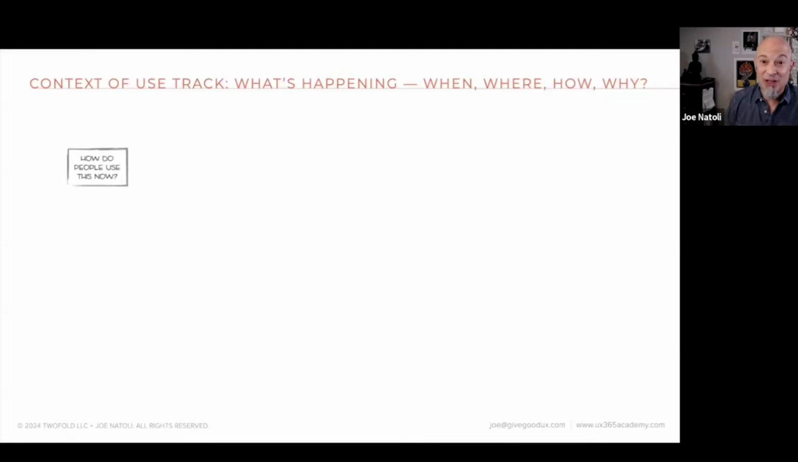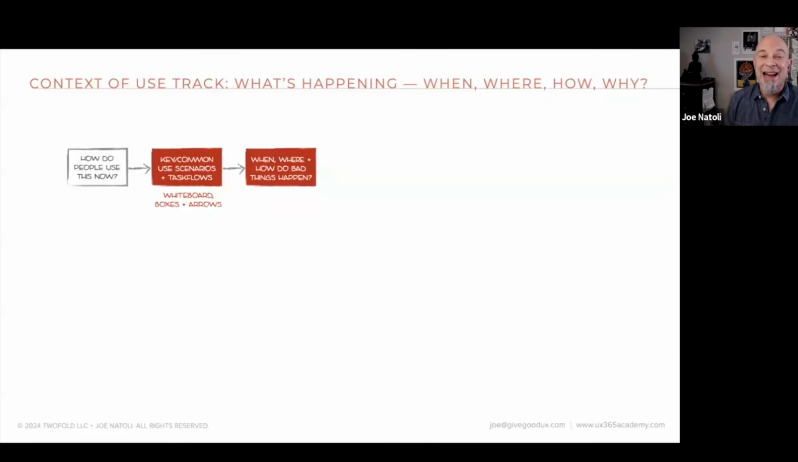And you'll notice I'm talking to business folks, talking to stakeholders in the room. These aren't interviews with users, although the same process kind of does hold water. I want to walk through key or common use scenarios, common task flows, core stuff that people do every single day. That's whiteboard stuff. It's boxes and arrows. When, where, and how do bad things happen? That's the purpose of those scenarios, to identify what's happening where. And again, I know I sound like a broken record, but you'll see examples of that.